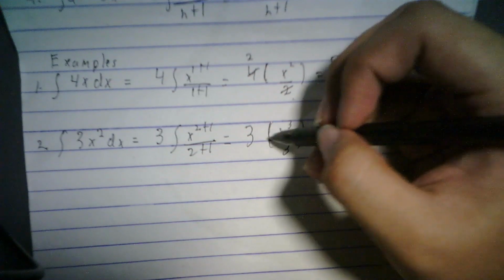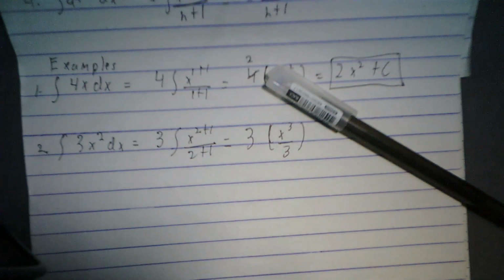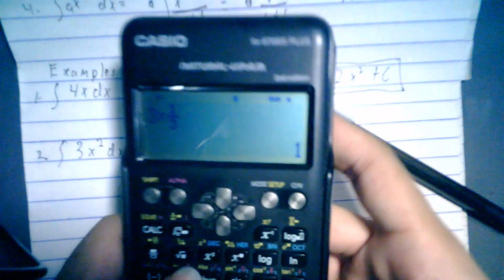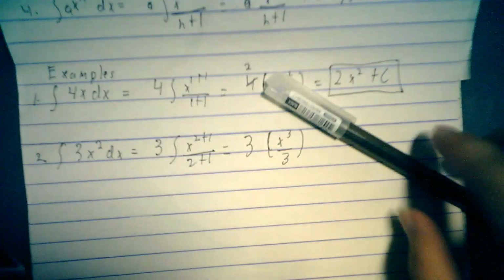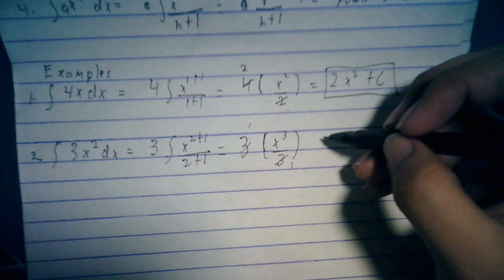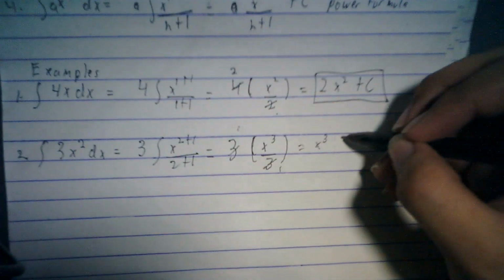Let me clarify here. 3 times 1/3 is just equal to 1. So we cancel out this part, and our answer here is x cubed plus c.